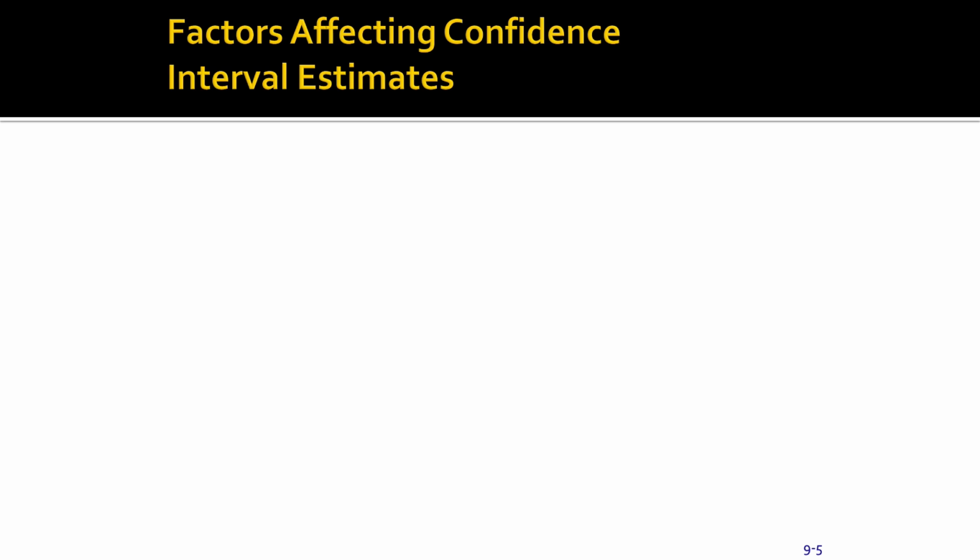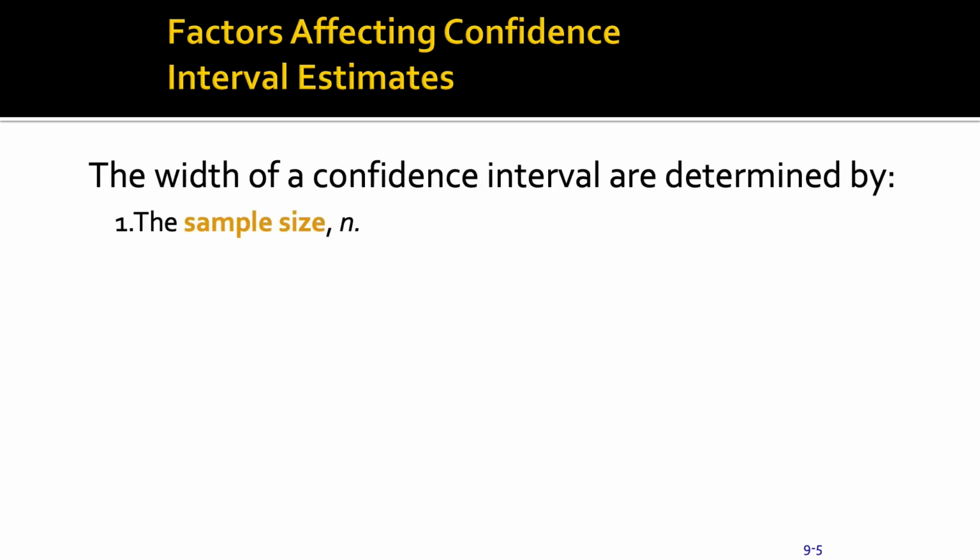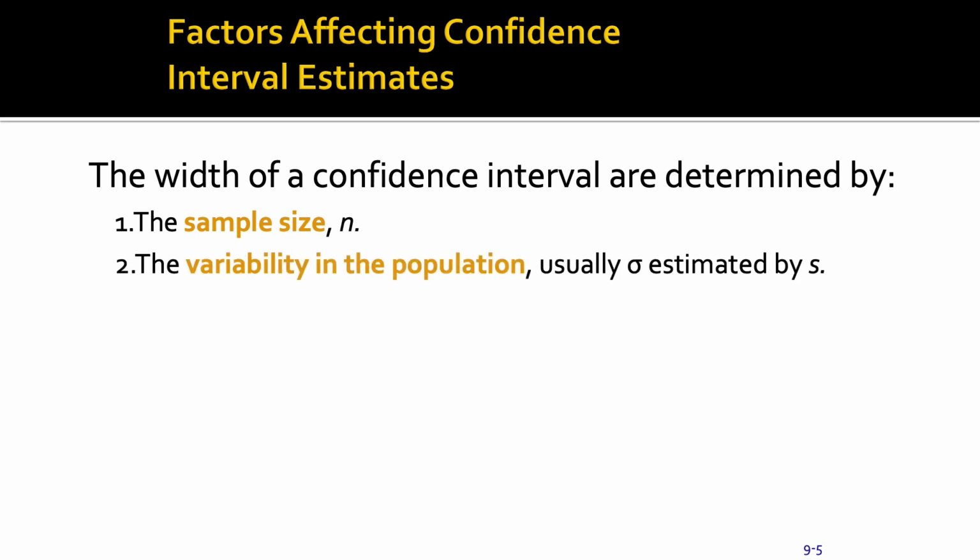So what factors affect the confidence interval estimates? And by that, we want to understand what affects the width of the confidence interval. So first is the sample size, right, or n. The second is the variability in our population. Third is the desired level of confidence. Let's think about number 2 for a second. So the variability in the population.